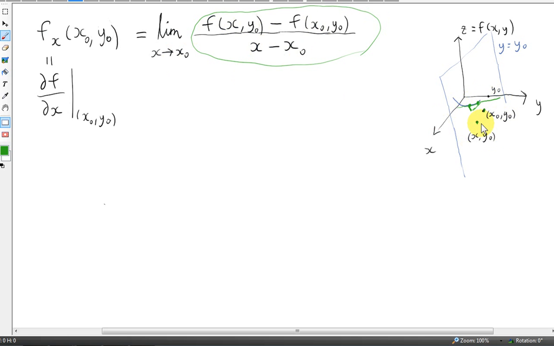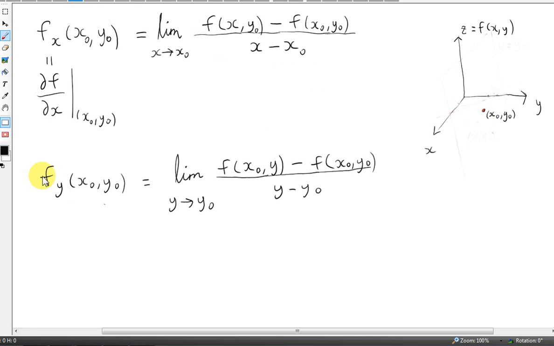Now if we take the limit as x approaches x0, then what we are doing is moving this point towards this point. This point stays fixed, of course, so we move this point in this direction, and the secant becomes a tangent line at the point directly above x0, y0 on the surface. So here I'm showing the tangent line in red. Its slope at the point with coordinates x0, y0 is the partial derivative of f with respect to x. So this red line is a line in this plane which is parallel to the xz plane.